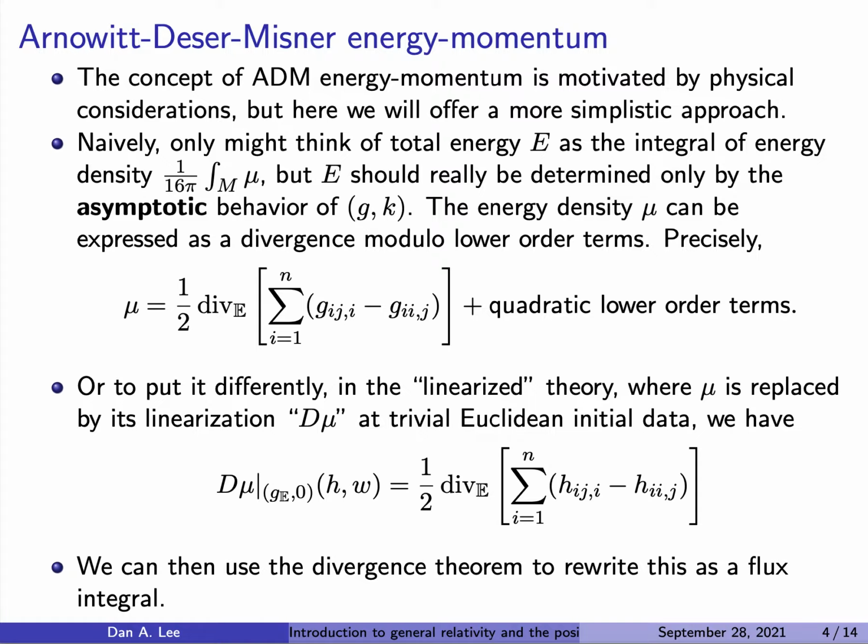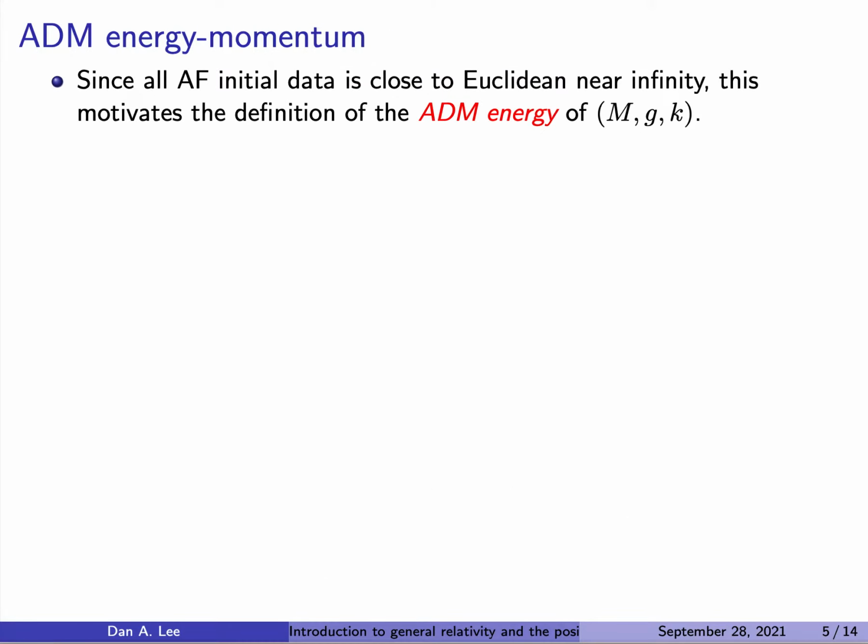Then we can use the divergence theorem to write this as a flux integral. So if you did try to integrate this divergence, then that does become a flux integral over a very large sphere as that sphere goes to infinity. It's a little bit rough, but it's one way of motivating where the definition of ADM energy comes from. And why does this make sense? Well, all asymptotically flat initial data is close to Euclidean near infinity. So as we get closer to infinity, the linearization picture makes more sense as a stand-in. So this motivates our definition of ADM energy of an initial data set.